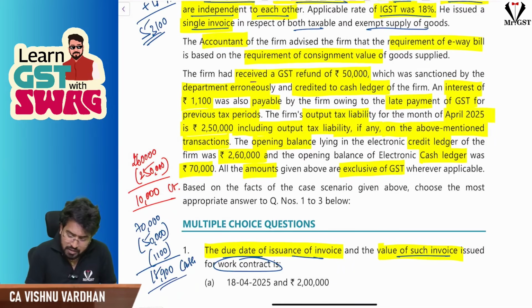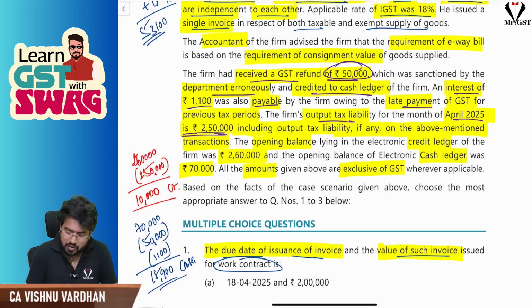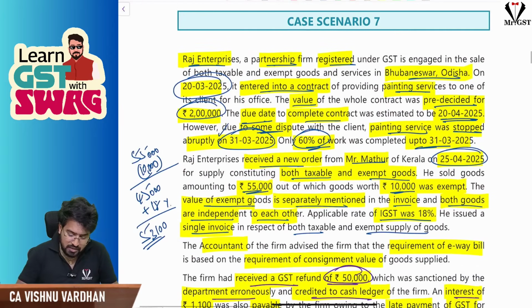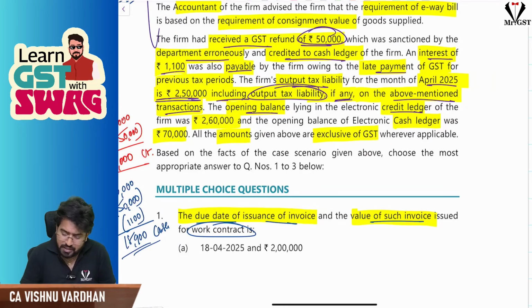Now coming to the next one, they have received a GST refund of 50,000 erroneously and credited to the cash ledger. Any refund which is erroneously granted in cash, you should repay in cash. The refund shall be refunded in cash because it is erroneously given to you. And interest amount 1,100 is there, that is also payable, and that also should be paid in cash because of some late payment of taxes, etc. The firm's output tax liability for April month is 2,50,000, including output tax liability if any on the above mentioned transactions. Opening balance of credit ledger is 2,60,000. Opening balance of cash ledger is 70,000. All amounts are exclusive of taxes.